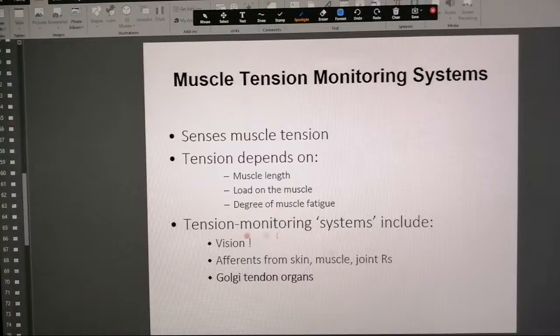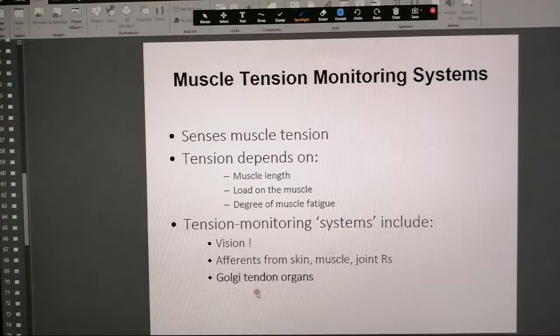Okay. And what are the systems? Vision is one. You see your muscle contracting. You have a sense of how much pressure is under. The afferents of the overlying skin, the muscle itself, and the joints, they combine to give the CNS a sense of how much tension the muscle is experiencing. And then you of course have the Golgi tendon organs themselves giving direct information to the CNS.